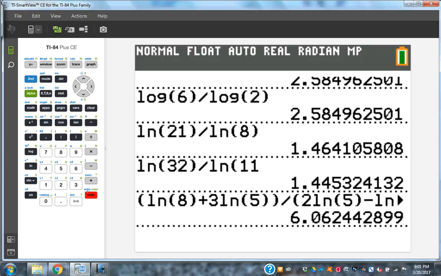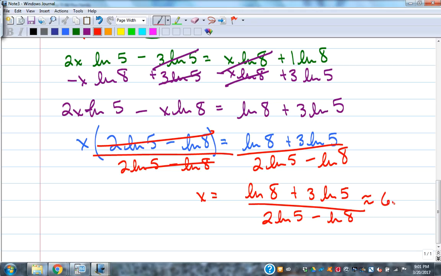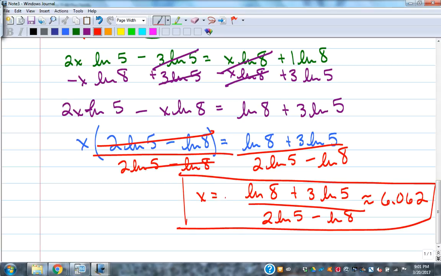6.062. That is really as bad as they get. And that was pretty bad.